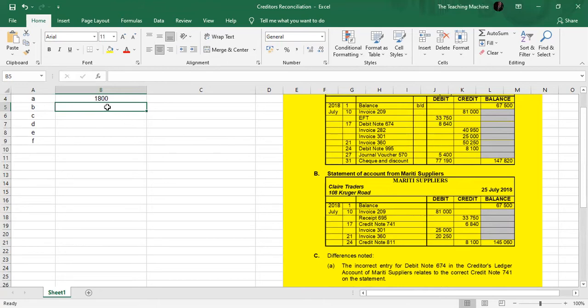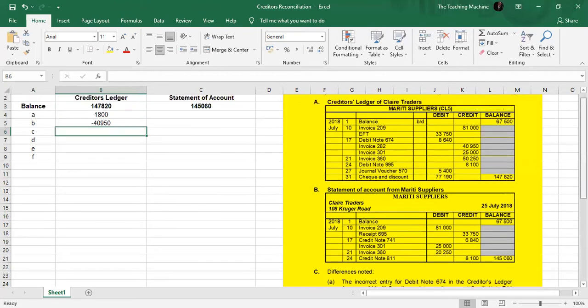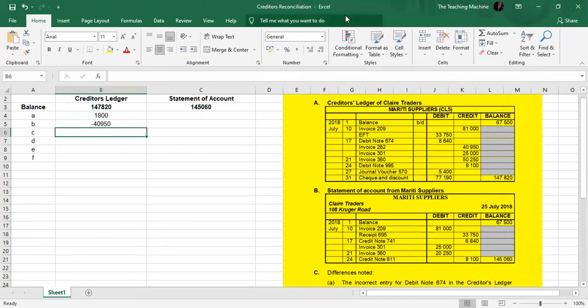How much is it? Let me check. Invoice 282 is 40,950. So we need to exclude 40,950, because these goods do not belong to Marigi suppliers, but to another supplier. So we have overstated our balance with Marigi by 40,950. Any question? No question. Okay.